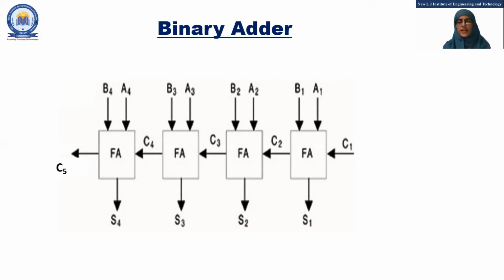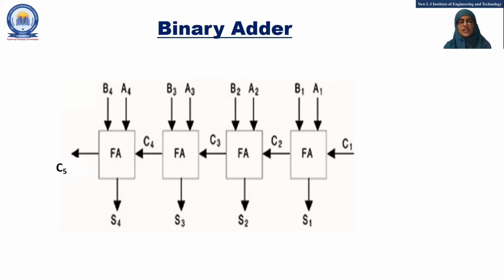A1, A2, A3 and A4 is a single 4-bit number, and B1, B2, B3 and B4 will be a single 4-bit number. So for the first bits, for A1 and B1, the first full adder will be used. That full adder will produce sum S1 and carry C2. Now this carry C2 will be input to the second full adder, which also accepts the inputs A2 and B2, which is the second bit of the number. So it will add A2 and B2 plus C2, which was the previous carry, and generate S2 and C3.